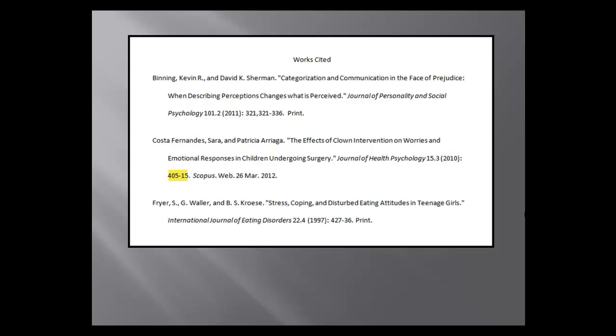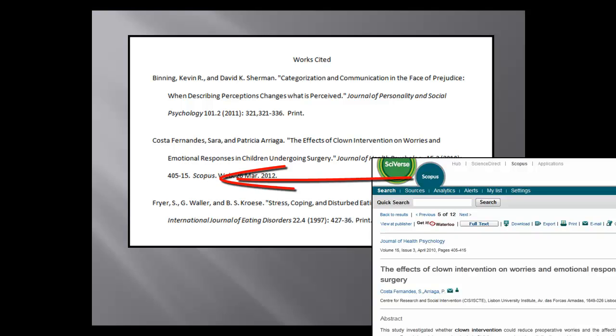Now you'll include the page range for the article you're citing. So I'll write 405.15. In MLA, you also have to include information for the database through which you accessed the article. In this case, I'll write Scopus in italics, period, and then the word web to indicate that I found this through an online database. Finally, write the day, month, and year when you access this article online. For this article, I'll write 26 MAR, period, 2012.